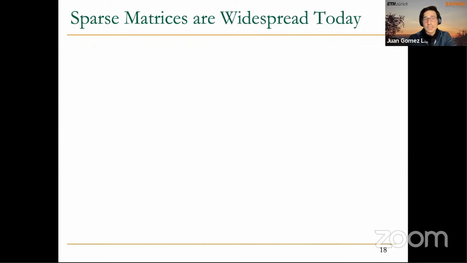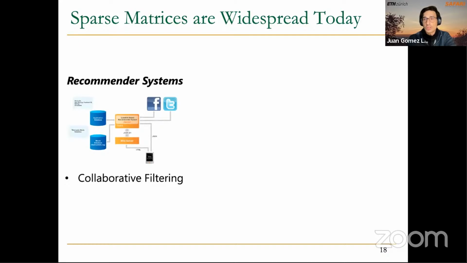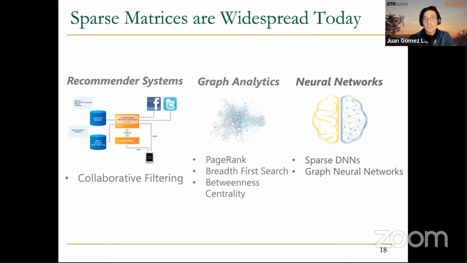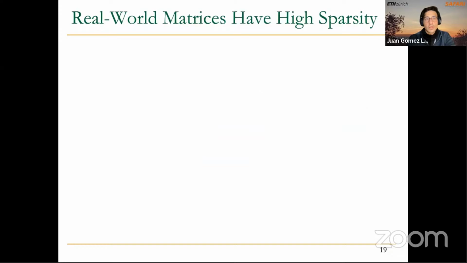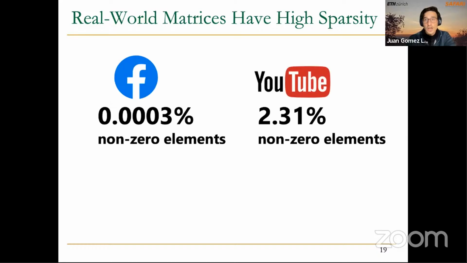These sparse matrices are widespread today. We can find them in important modern applications like recommender systems, graph analytics, and neural networks. We are actually going to cover graph analytics in a later lecture, and we will see how important sparse matrices are for them as well. And it turns out that the matrices in the real world have high sparsity. Here you can see a couple of examples from Facebook and YouTube.